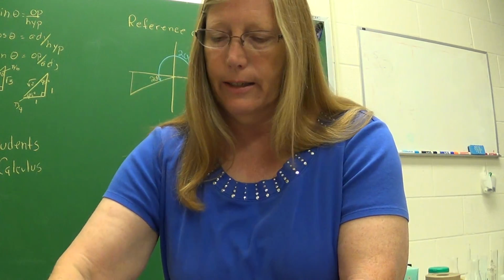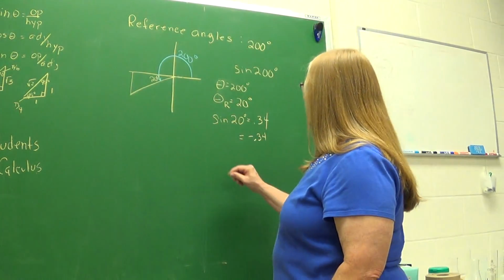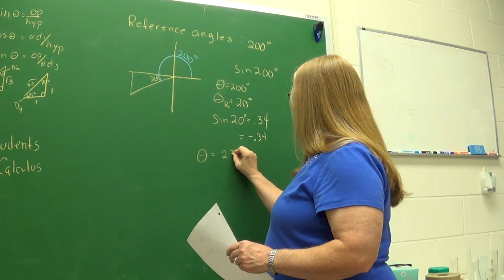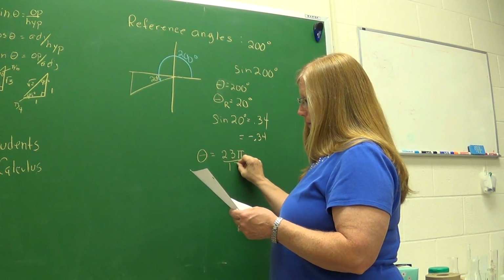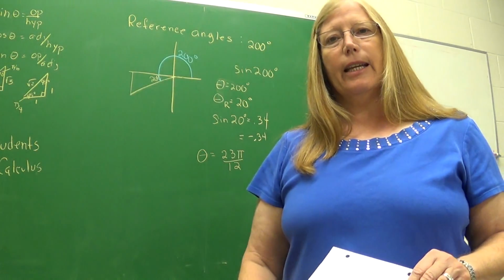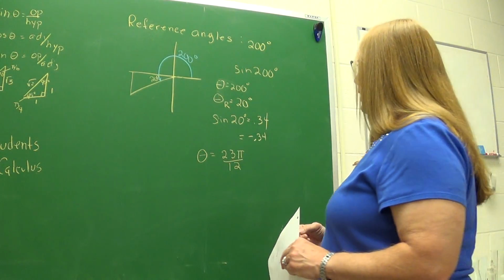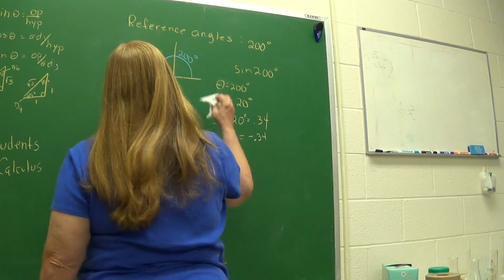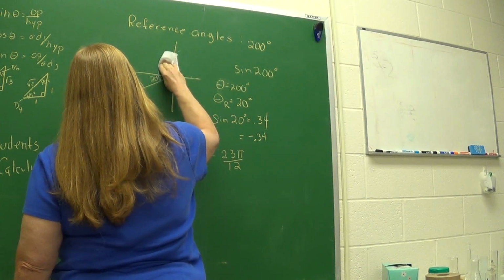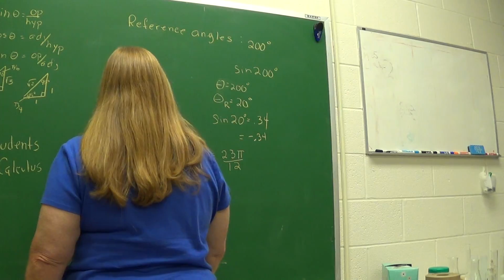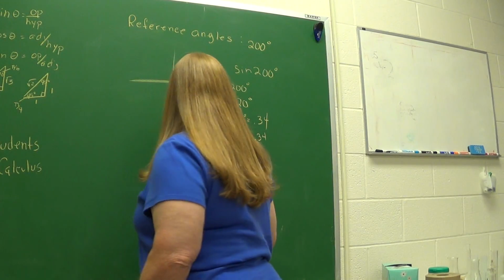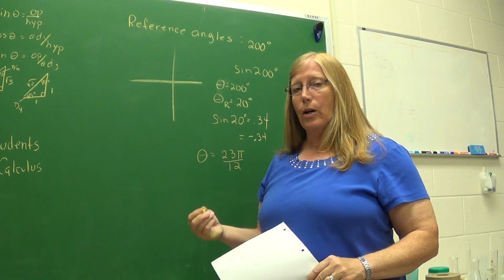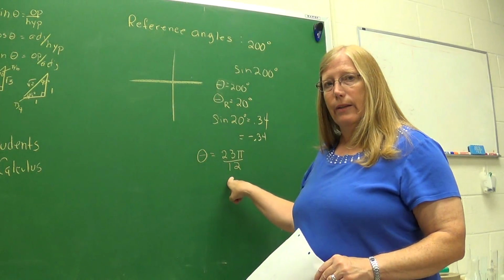Let's do one in radians. Let's say that theta is 23 pi over 12. 23 pi over 12 is a radian measure for an angle, and we need to find it first. So let me get rid of this one. We use the same coordinate plane. I have to find where it is before I know how to build a reference triangle, what quadrant I'm in.